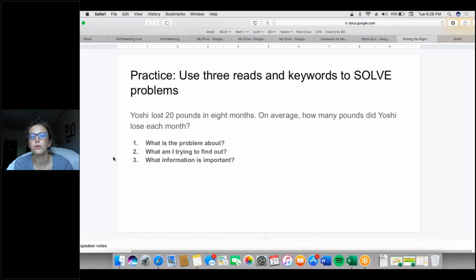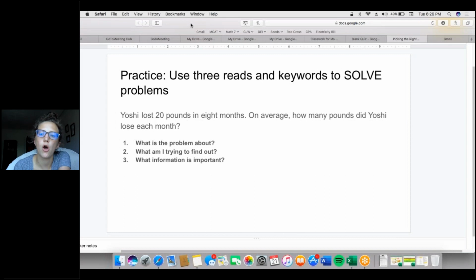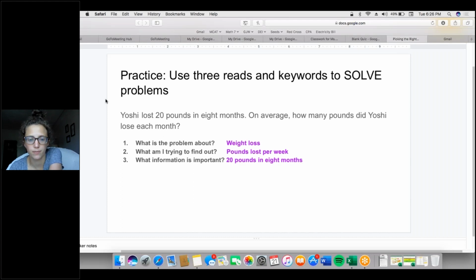We'll just do 2 more problems using the 3 reads and keywords. This problem says Yoshi lost 20 pounds in 8 months. On average, how many pounds did Yoshi lose each month? So in general, the first time I read it, I noticed the problem was talking about weight loss.